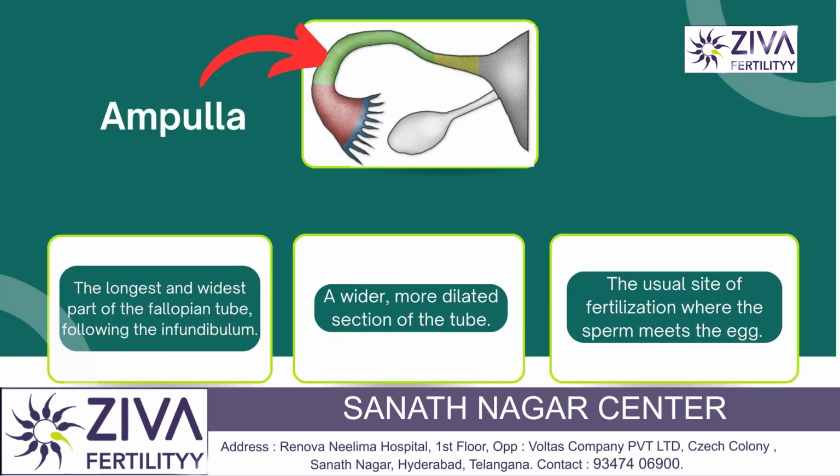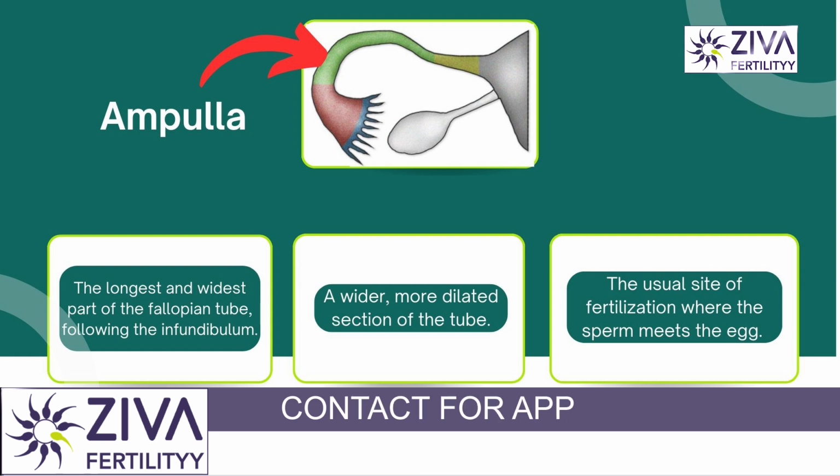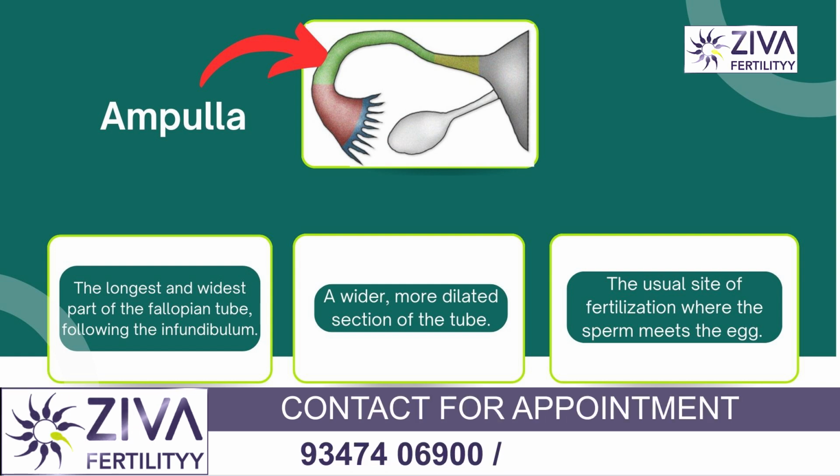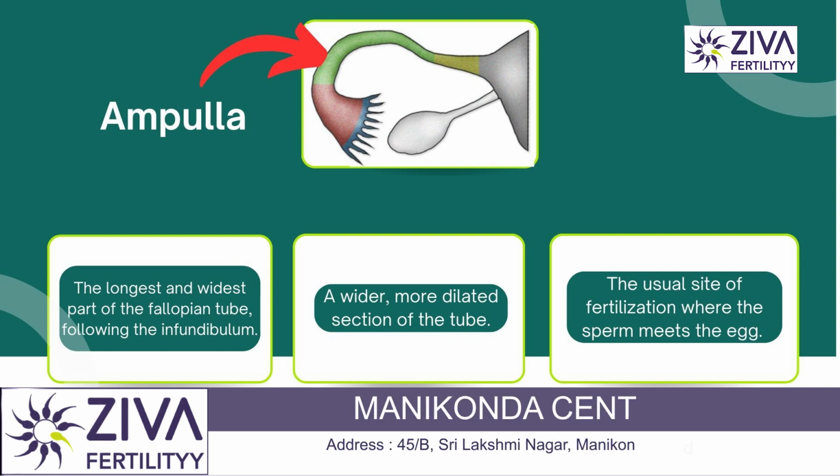The longest and the widest part of the fallopian tubes following the infundibulum is called the ampulla. A wider, more detailed section of the tube is the ampulla, and it is the usual site of fertilization where the sperm meets the egg.